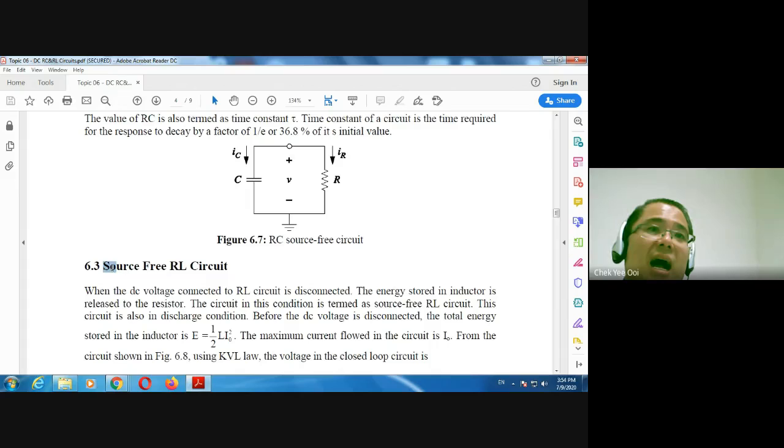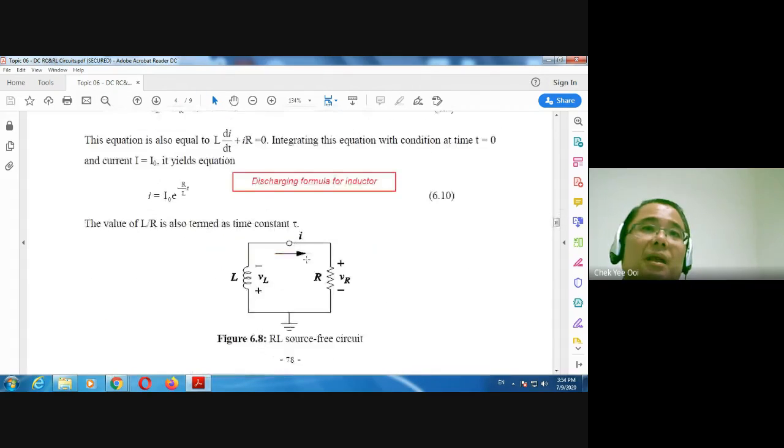Next, the source-free RL circuit. Same idea. The inductor stores a magnetic field, fully stored, then it is connected to a resistor. Then it will discharge. So the current I is equal to I naught e to the minus R over L t, where L over R is termed the time constant of the RL circuit.